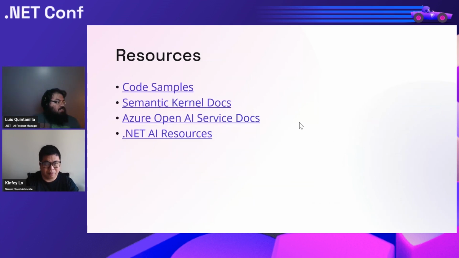In terms of resources, you can check out the code samples. The link is available there. You can check out the Semantic Kernel documentation, the Azure OpenAI Service documentation, and then the .NET AI resources, which provide a list of items that you can check out to learn a little more about the patterns. You can check out different solutions that are out there, right? Let me just pull this up real quick to show you some of the resources that we have available there.